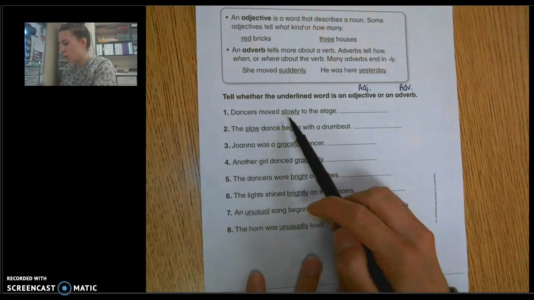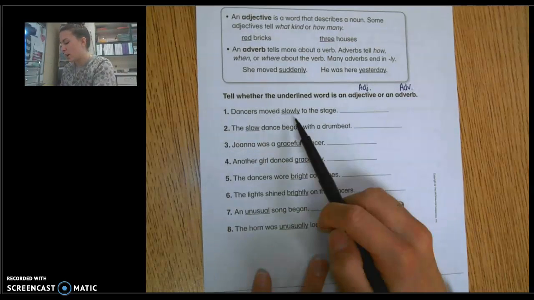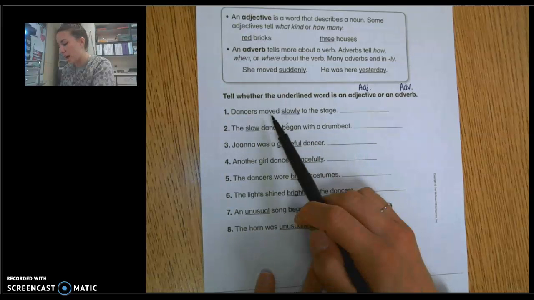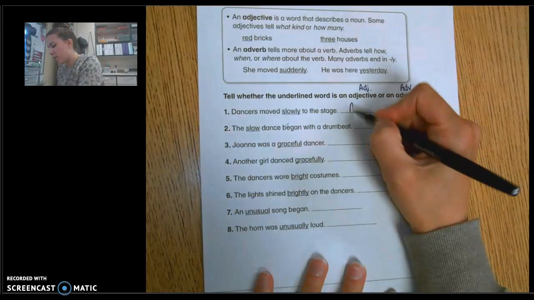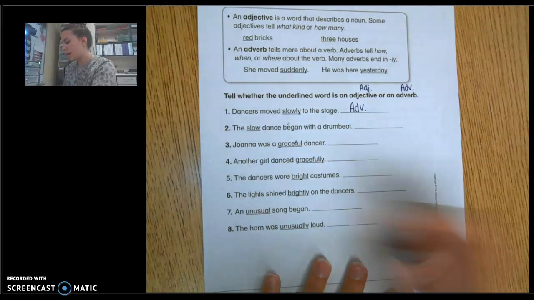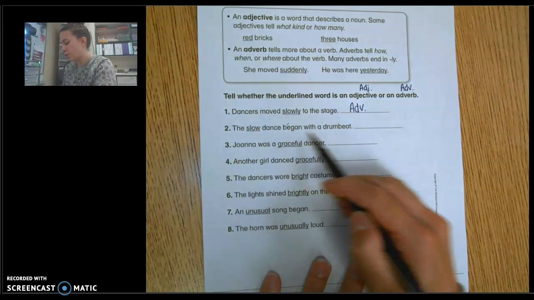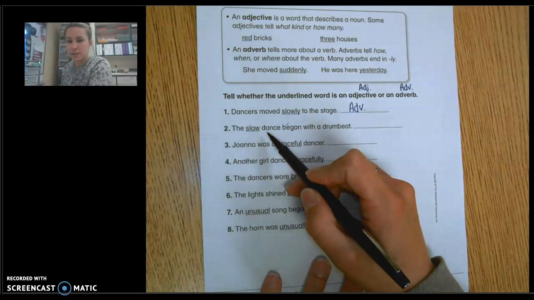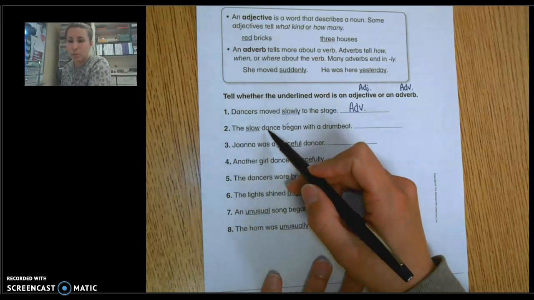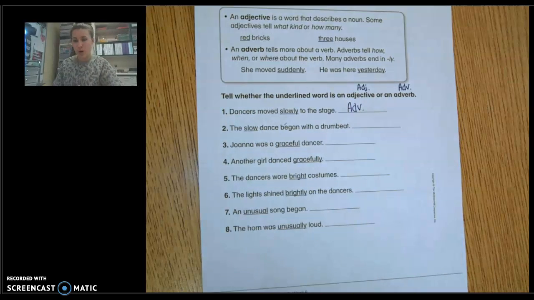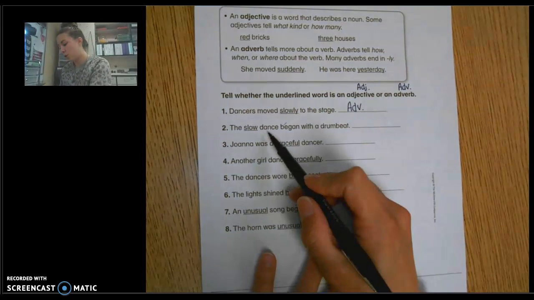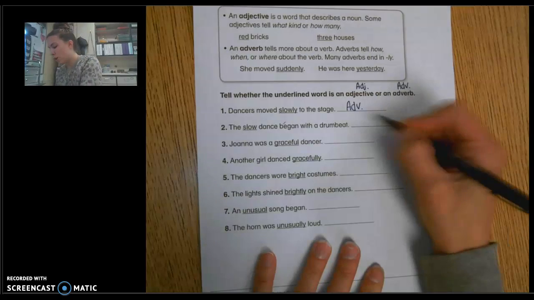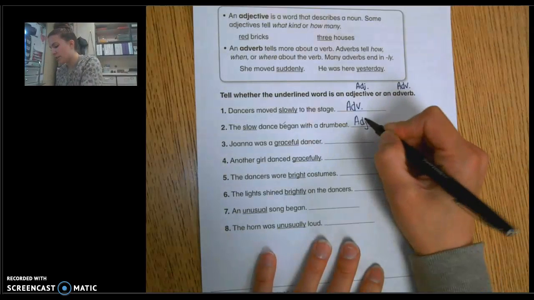Dancers moved slowly to the stage. I know that slowly tells how they moved. It's an adverb. The slow dance began with a drum beat. So I know that slow describes the dance. The dance is a noun. It's a place where people go. It's not saying that people are dancing and moving. It's saying you could go to a dance. So slow is an adjective.